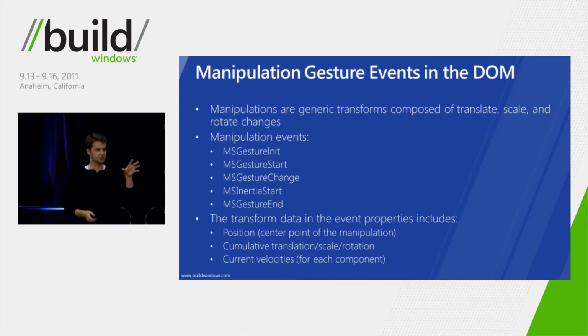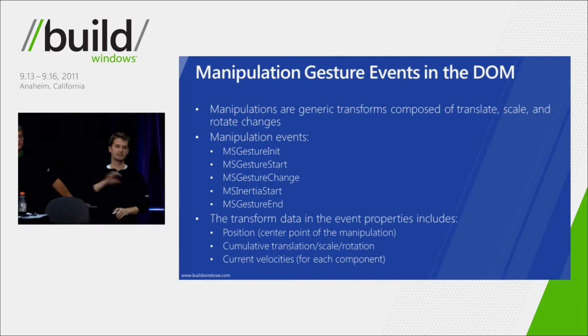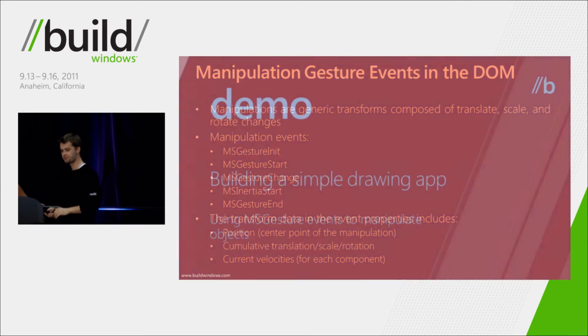So these events contain many of the properties you'd expect. There's things like the position. For when you're using multiple fingers, the position is the center of that manipulation. You can think about it as the center of gravity, the pivot point of the manipulation. You also get the cumulative translation, rotation, and scale changes, as well as velocities for all of those. So there's linear velocity for how you're moving in the XY plane. There's angular velocity for rotation and expansion velocity for changes in scale.